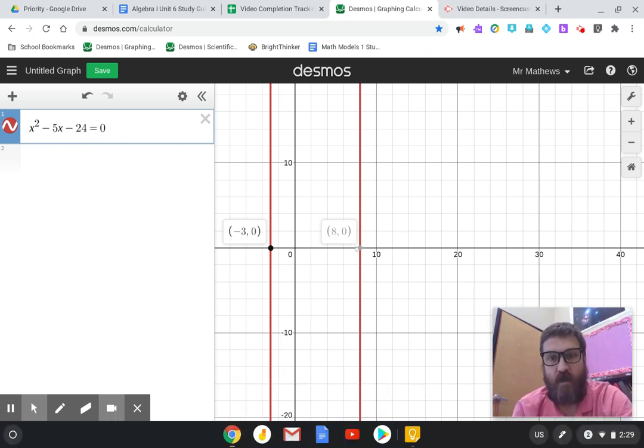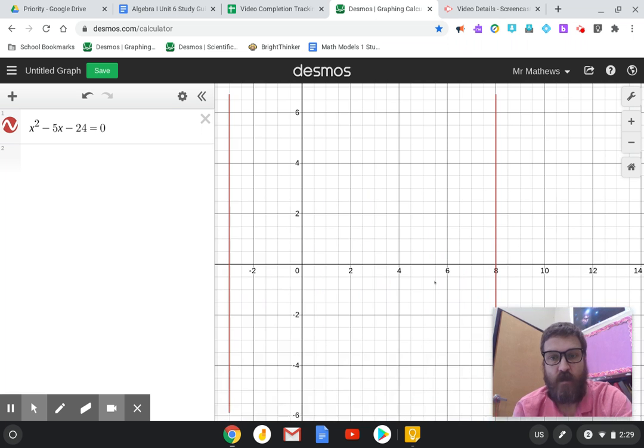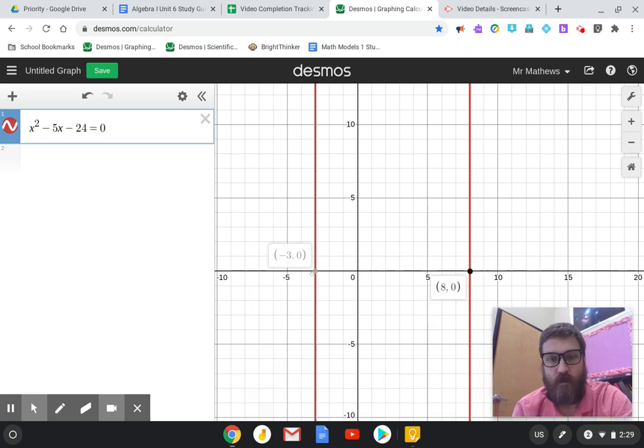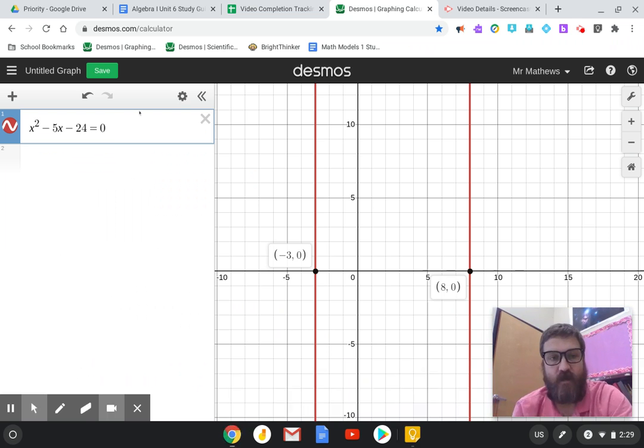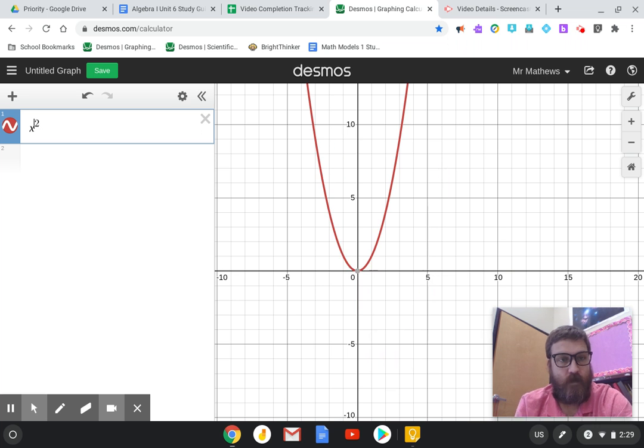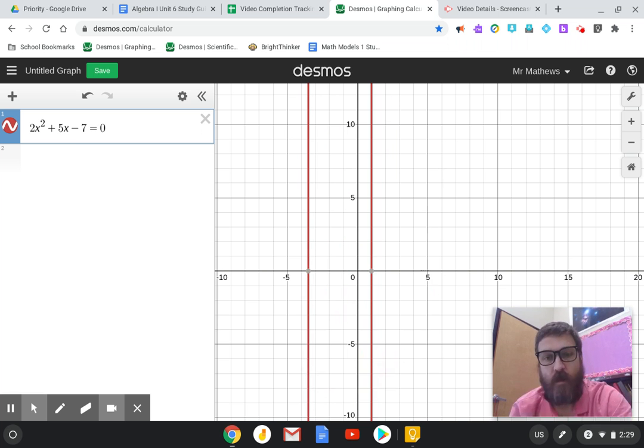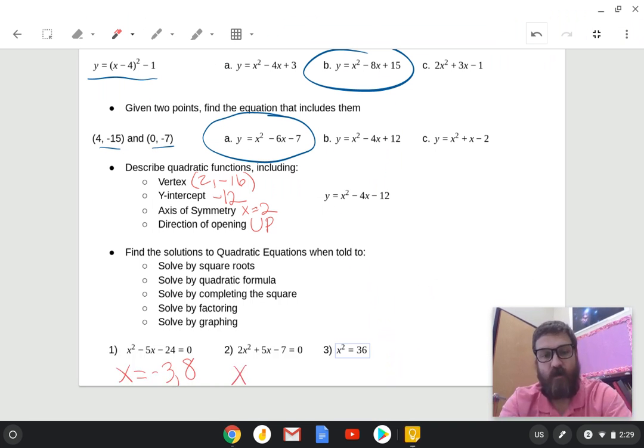And we can see we have intersection points at -3 and 8. So the solutions would be x equals -3 and 8. And I can continue to do that for all of these. 2x squared plus 5x minus 7 equals 0. I have solutions at -3.5 and 1. X equals -3.5 and 1. And so that would be my answer.